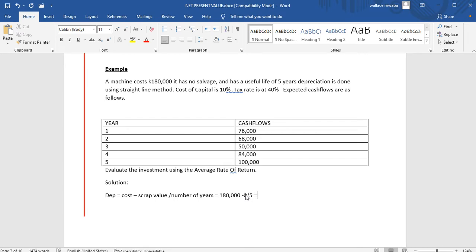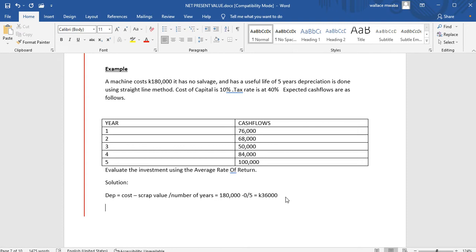So we're going to say 180,000 divided by 5. So depreciation is 36,000 kwacha. So every year, the machine is going to be losing its value by 36,000. Now, after we've calculated the depreciation, we have to calculate the tax.